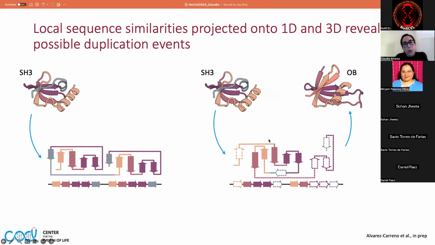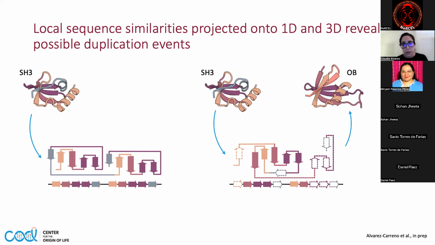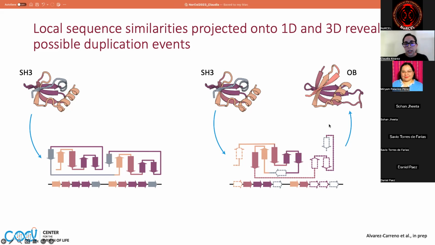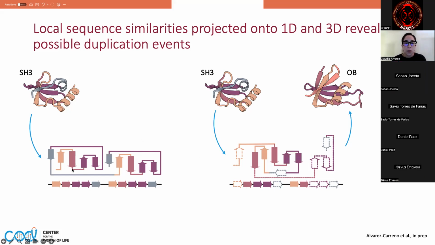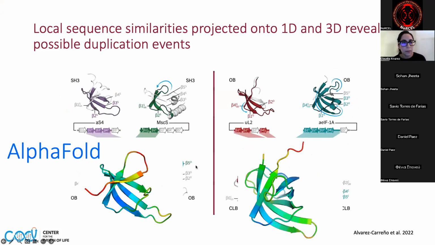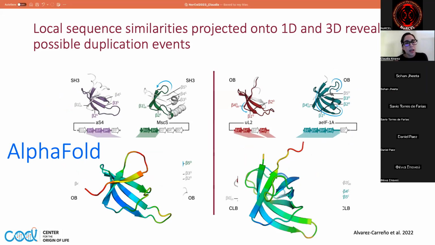But through divergence of the sequence and of the secondary structural elements, we can get from the schema on the left to the one on the right, where some secondary structural elements are going to be preserved, but some others will be lost. And in the end, we can go from one to the other just by loss of some elements and rearrangement in the 3-dimensional structure. So we showed this in sequence, and we wanted to know if our hypothesis could be tested using AlphaFold.